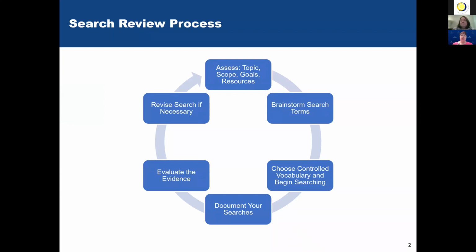We need to assess our topic, our scope, the goals of the project, and what resources we want to look at or include in that search. Then from there, based on our topic, we need to think about some search terms that we're going to use and how we are going to combine them together. Which ones are synonyms for each other, which ones are differing concepts that we want to see in that search. Then from there, we move into choosing our controlled vocabulary and beginning our searching. So as you can see, there's a couple of steps that we should be doing before we even start typing in a database.